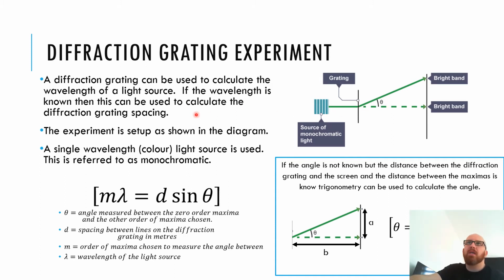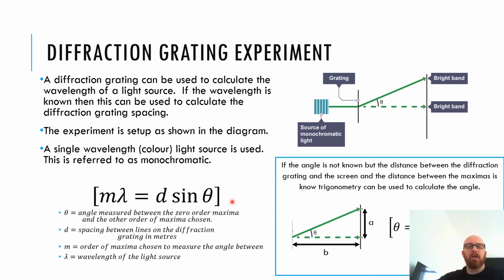So a diffraction grating can be used to calculate the wavelength of a light source. If the wavelength is known, this can be used to calculate the diffraction grating spacing. In every case, it's usually the angle that we're given, and then we have to work out wavelength or diffraction grating spacing. The experiment is set up as shown in the diagram. A single wavelength colour light is used. This is referred to as monochromatic.